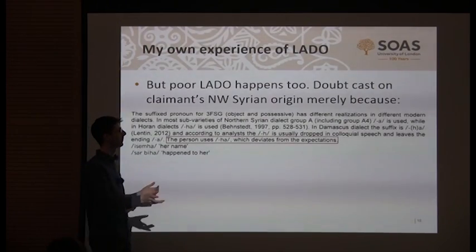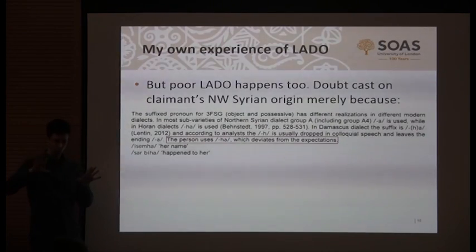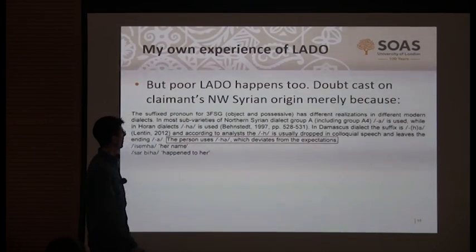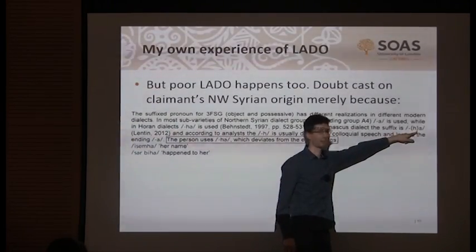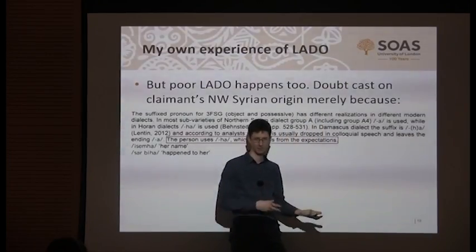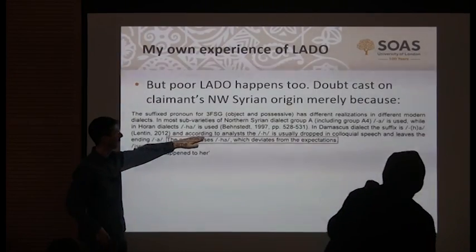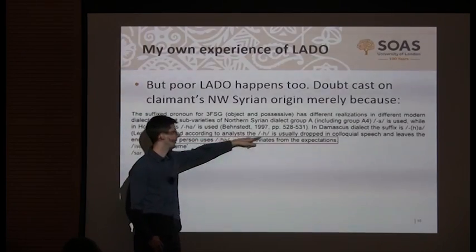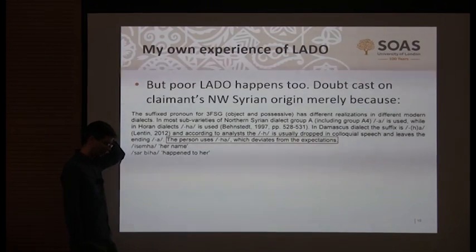And it's got many, many different maps. I'll show you one in a second. Mapping the realization of different linguistic features. And so one of them is on this suffix. Then in Damascus, the suffix is this. What they mean by this is it varies. Sometimes it's ha, sometimes it's a. Now we get to a less good part of the report. According to analysts, the ha is usually dropped in colloquial speech and leaves the endings a.